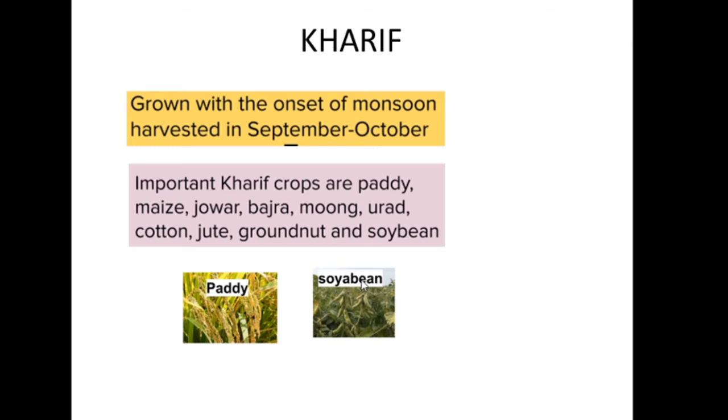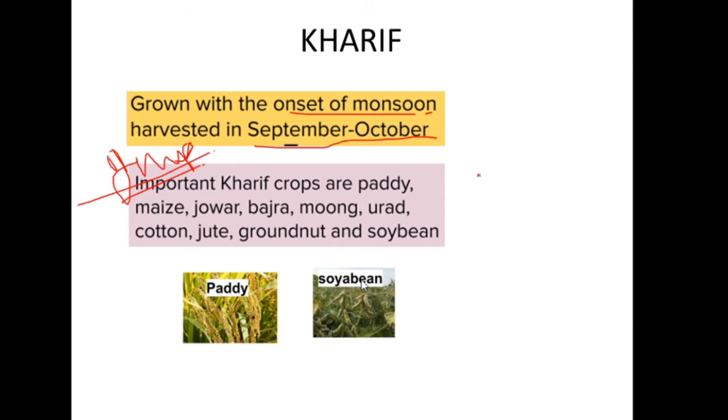So the kharif we are talking about is grown at the onset of monsoon. During the onset of monsoon, the kharif crops are mainly grown, and they are harvested from September to October. The first is that it is grown at the onset of monsoon, and the second is that it is harvested from September to October. Yes, next, what are the important kharif crops?